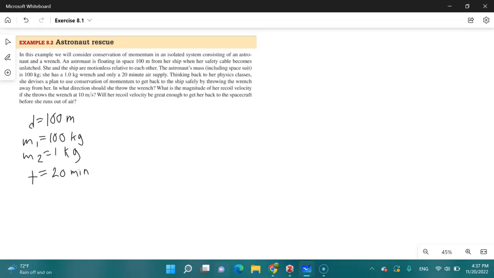She devises a plan to use conservation of momentum to get back to the ship safely by throwing the wrench away from her. So first we're being asked in what direction she should throw the wrench. What is the magnitude of her recoil velocity if she throws the wrench at 10 meters per second? So that's a velocity we can work with. And will her recoil velocity be great enough to get her back to the spacecraft before she runs out of air? So will it be less than 20 minutes?